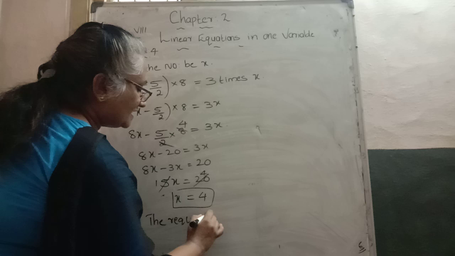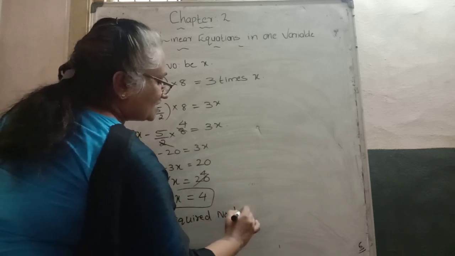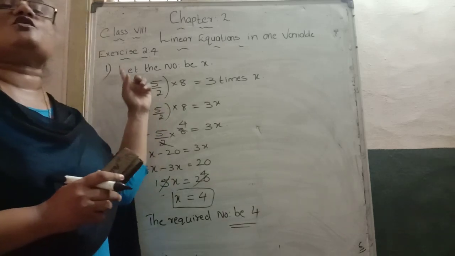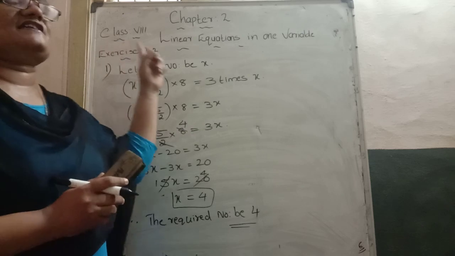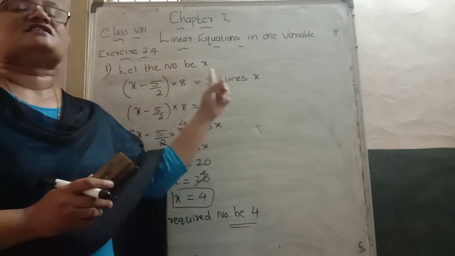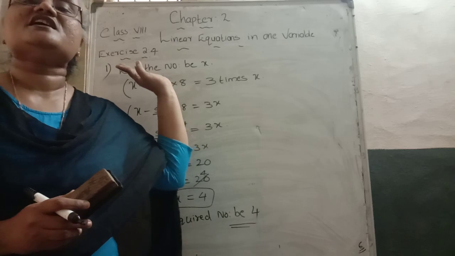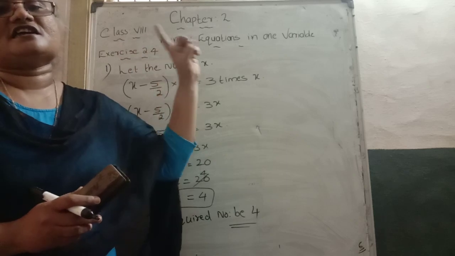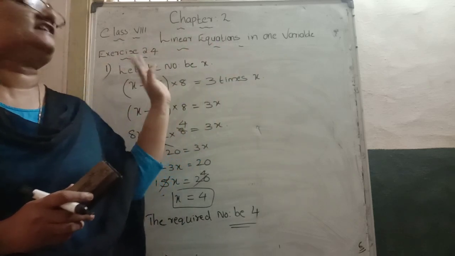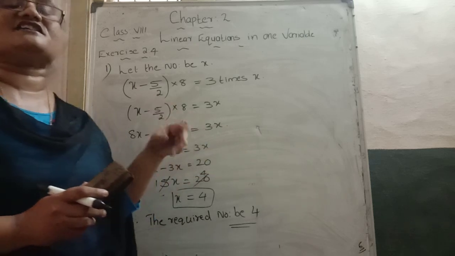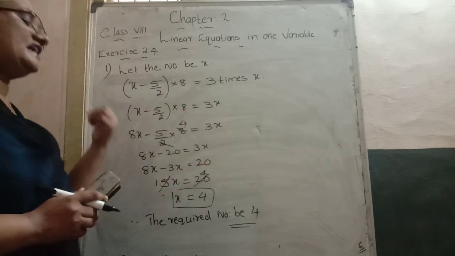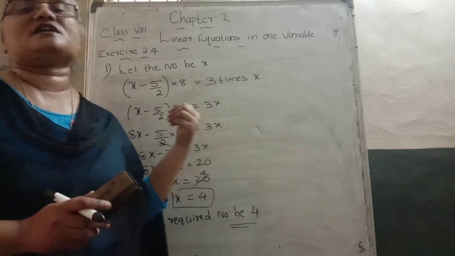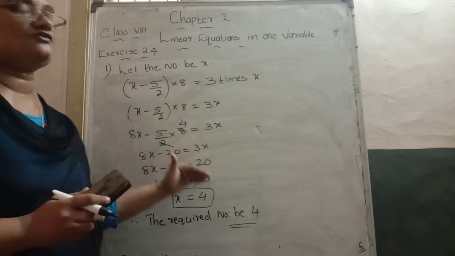Therefore, the required number is 4. She is thinking of 4; 4 is subtracted with 5 by 2 and that answer is multiplied with 8. That answer is equal to thrice of 4. Thrice of 4 means 3 fours, which is 12. In this way she is doing. Here verification is not wanted, just find the required number. So she thinks of the number 4. This is the first question.